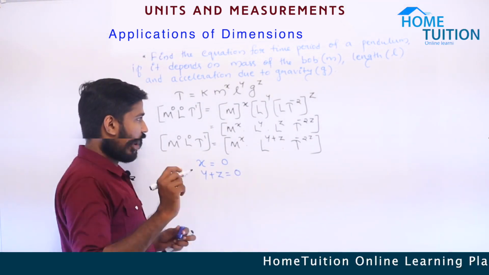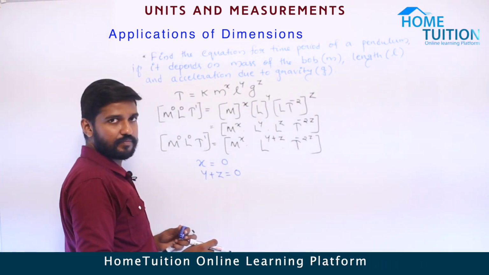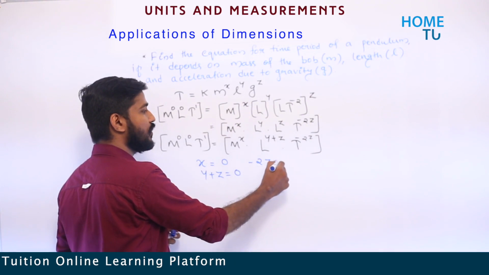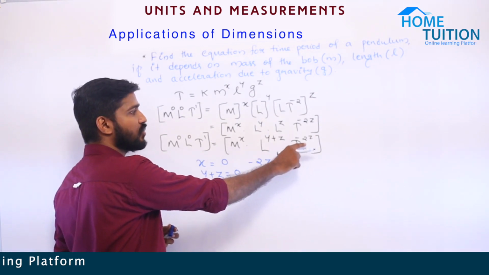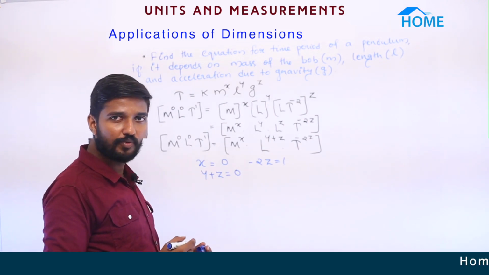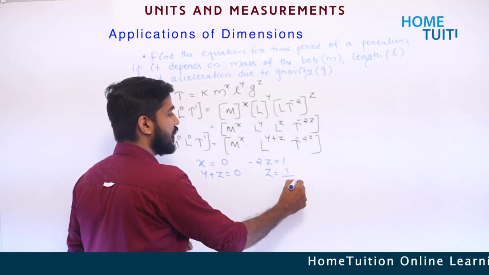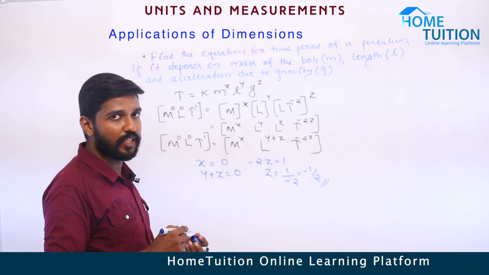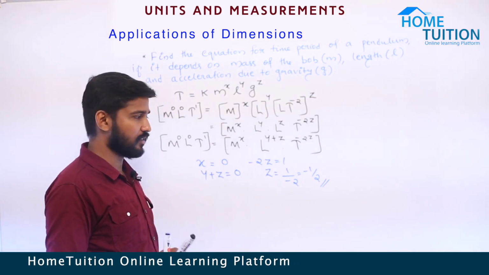And there is one more term. Here t raised to 1, and here t raised to minus 2z. So minus 2z should be equal to 1. When minus 2z equal to 1, z equal to 1 by minus 2, which is equal to minus 1 by 2. So we got one unknown, that is z. Okay, so z equal to minus 1 by 2.